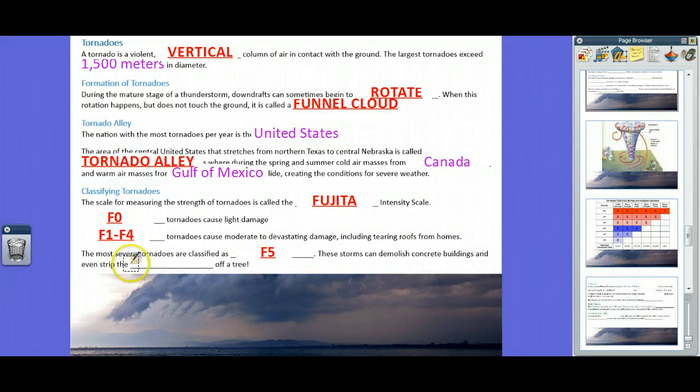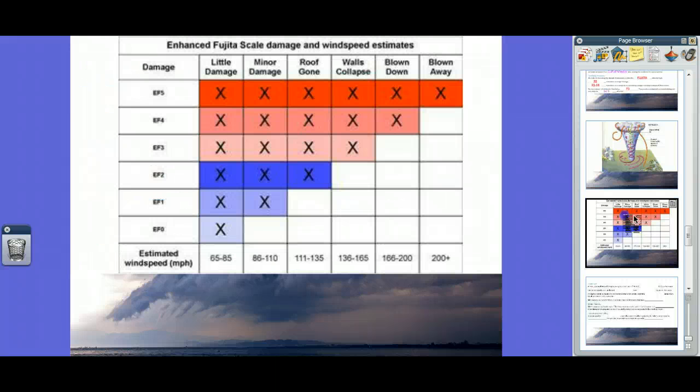These storms can demolish concrete buildings and even strip the bark off of a tree. The bark off of a tree, gone. Joplin, Missouri in 2012 was subject to one. The tornadoes in Alabama in 2011-2012 were F4 and F5 tornadoes.